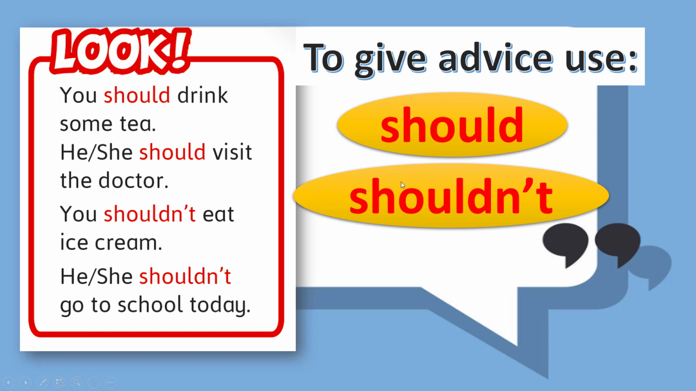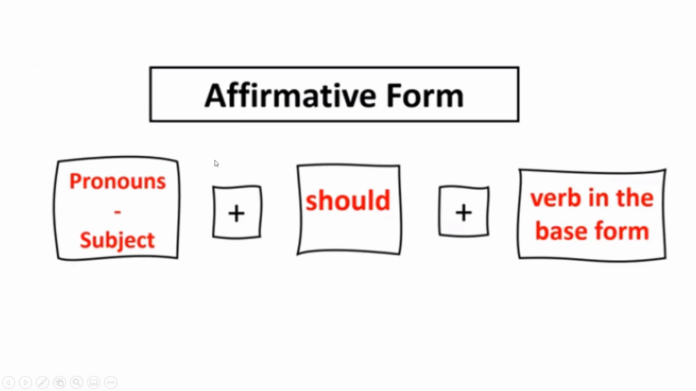When we give advice, we use should or shouldn't. Should or shouldn't are followed by a base form of the verb. So we say she should visit the doctor. We can't say she should visiting or she should visits. Should is always followed by a base form of the verb without any addition. In the affirmative form, the positive form, we use the pronoun or the subject plus should plus base form of the verb.